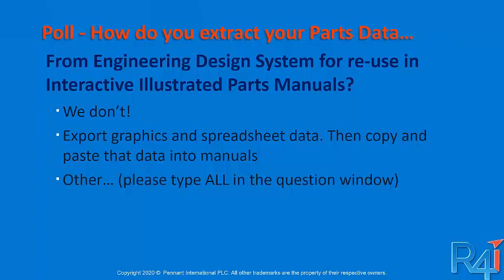So the choices are: you don't have anything at the moment, so you literally have to manually create your IPD data modules. If you've got a parts database, do you have some method of extracting that information? So you've got your graphics and the data, say, in a spreadsheet format, and then you do some sort of copy-paste to get it into your data modules? Or do you have some other method? If you do, pop that information into the question panel, just to give us an idea of how people are currently dealing with their parts data.